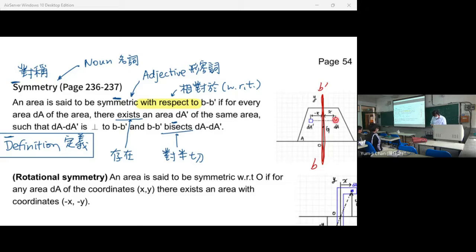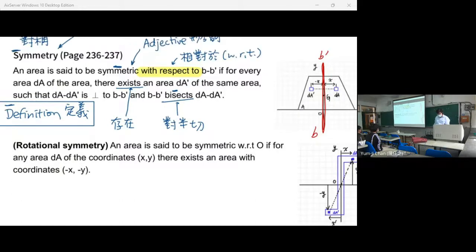Of course, on the right we have a dA here, and on the left we have a dA prime here. If we join the two areas together, the line joining the two areas goes through B and B prime, and B and B prime bisects dA and dA prime. So this is a definition. Of course, in daily life, some things are symmetric and some other areas are not, but here is a definition.